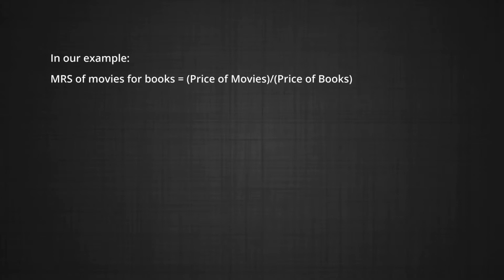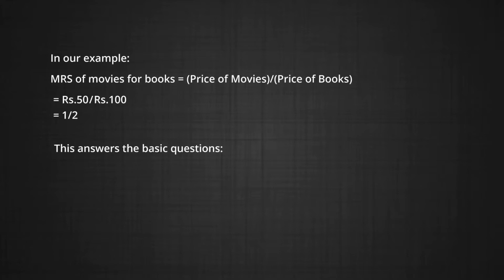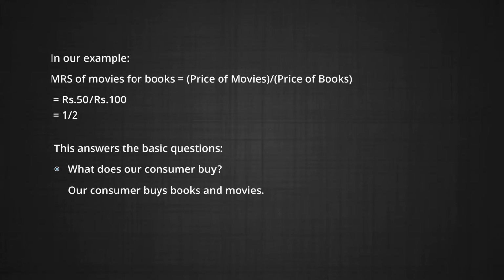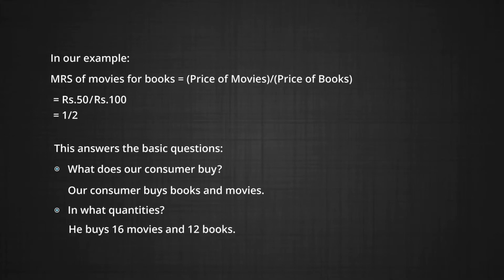In our example, the marginal rate of substitution for books is equal to the price of movies divided by the price of books, which is equal to rupees 50 divided by rupees 100, which is half. This answers the basic question of what does our consumer buy? Our consumer buys books and movies. In what quantities? He buys 16 movies and 12 books.